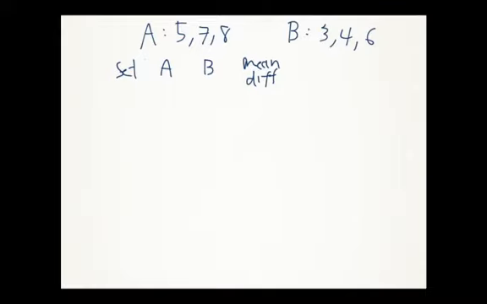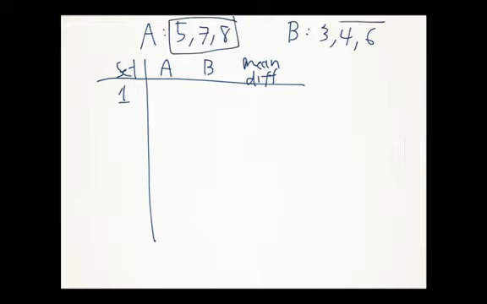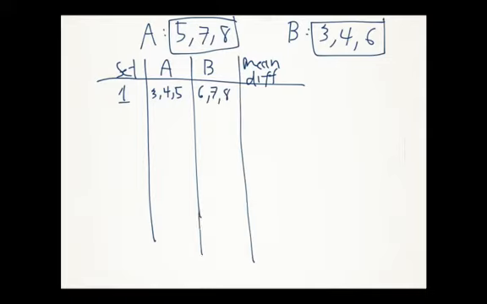Okay? So in set 1, for example, what are we doing? We're taking these 6 numbers, 5, 7, 8, and 3, 4, and 6, and just switching around which group they belong to, okay? So we could say that group A actually has 3, 4, and 5, and group B has 6, 7, and 8, and in that case, the mean difference between them would be -3.